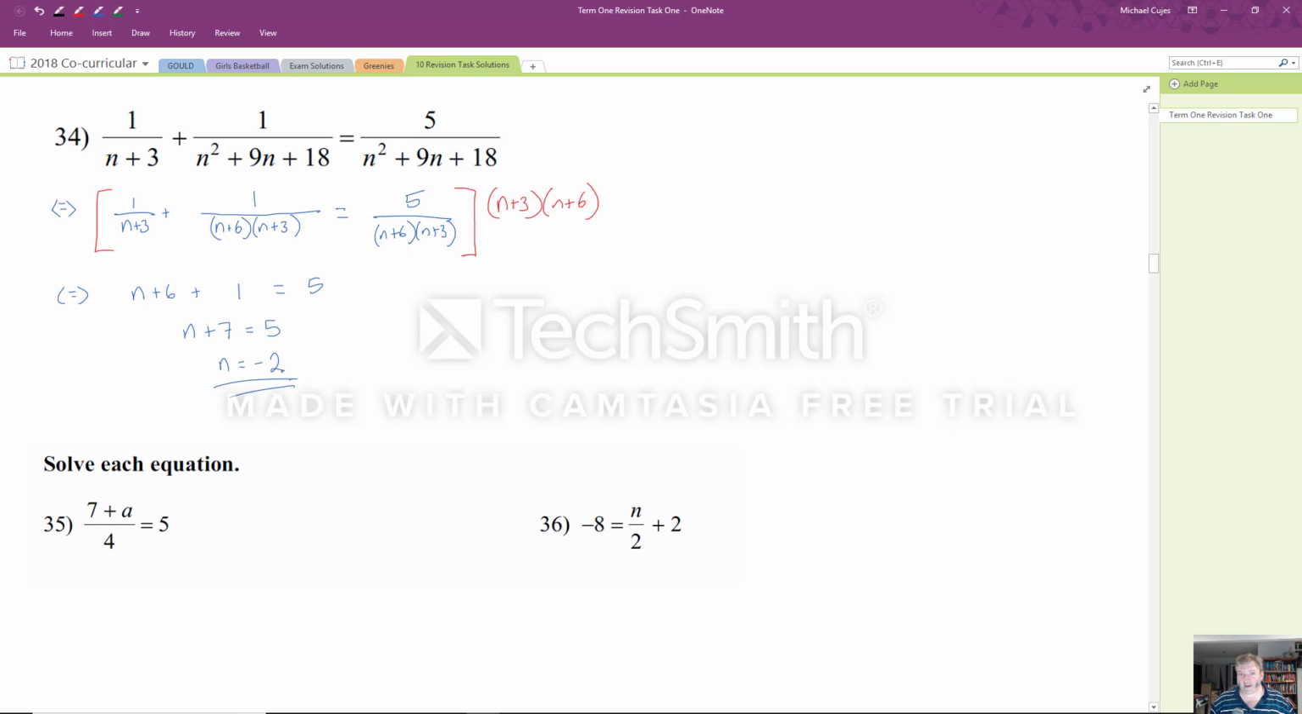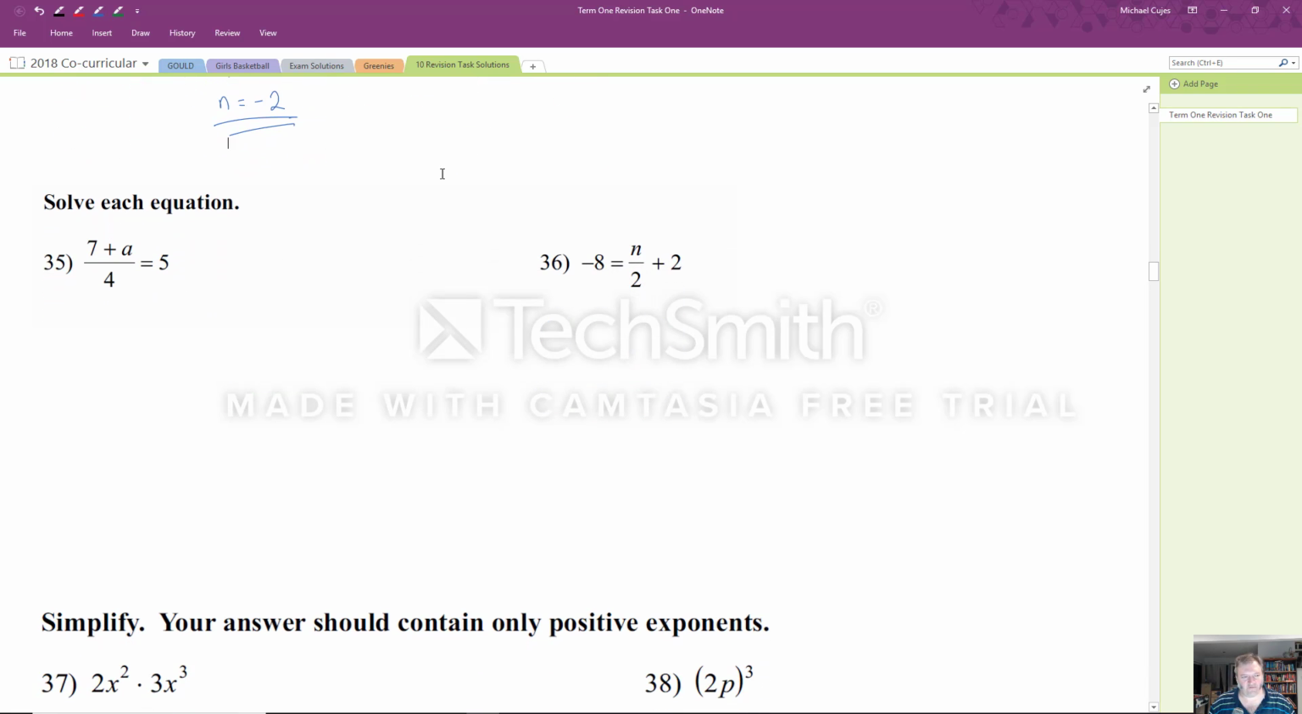Hopefully you can see how that worked. I know that factorizing might have been a little bit of a problem for you. We're going to cover that again. But the rest of it, especially this key, multiplying by the common denominator, I really want you to be competent and confident with that. That's what we're aiming for.